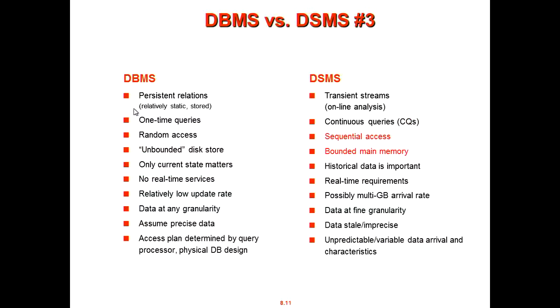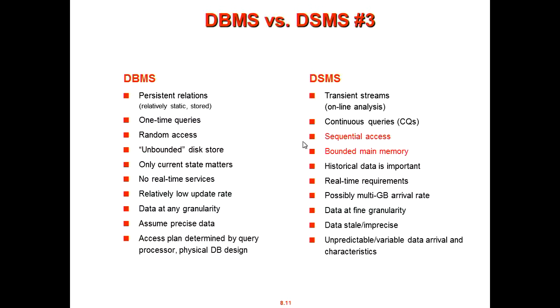So for data, here in DBMS, it's persistent relations. And your schemas are fixed. And your data, you can have some updates, but these updates can only be stored in these schemas. And for queries, it's only one time. But here in DSMS, it's continuous queries. It's not a one-time query. And in DBMS, you can do random access. So you can go to the tables and retrieve any row of the table.